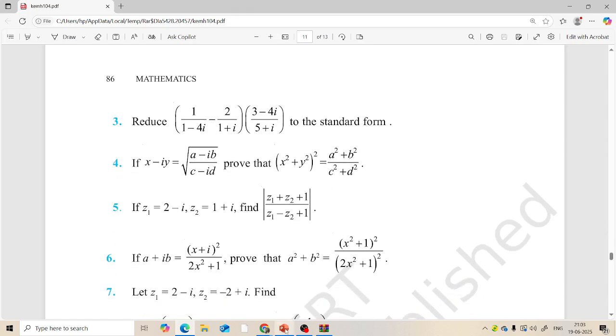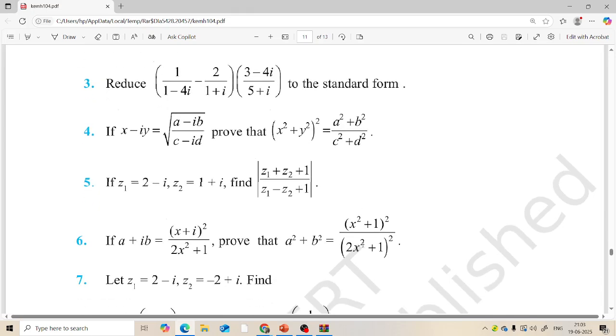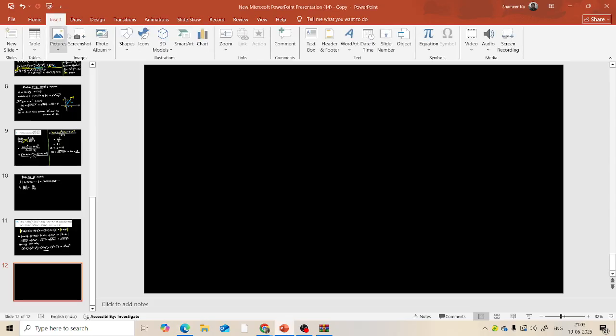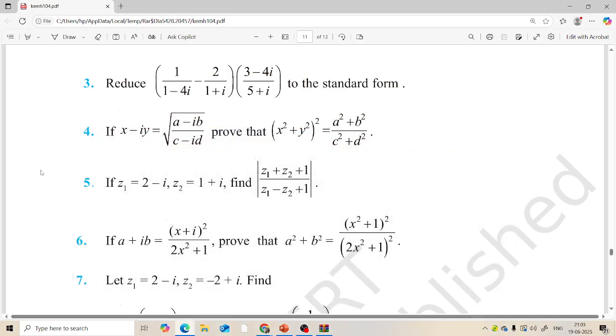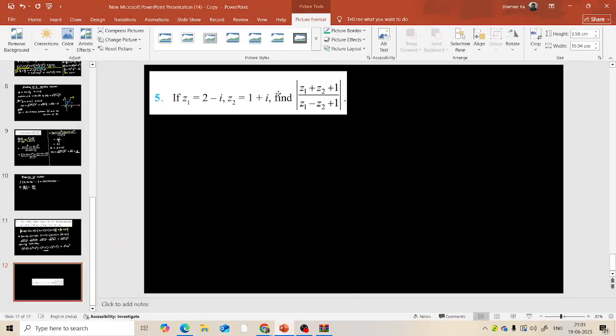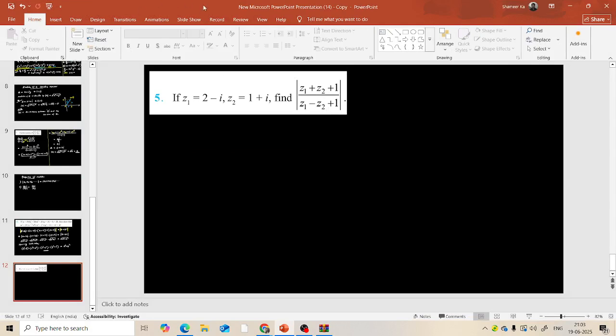Let me discuss that fifth question. This is about modulus actually. It is a simple question. Z1 and Z2 are given. Find modulus of Z1 plus Z2 plus 1 divided by Z1 minus Z2 plus 1. This is our question.